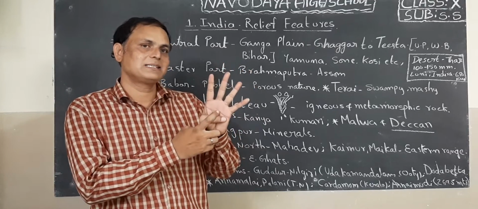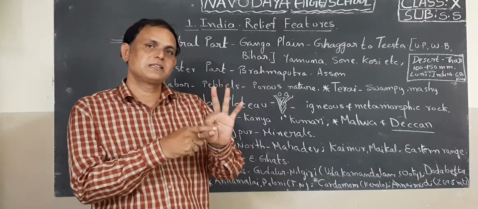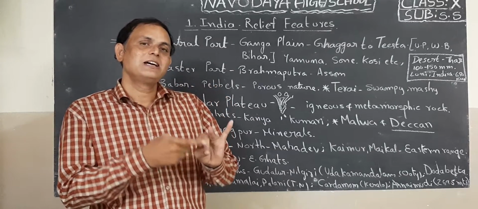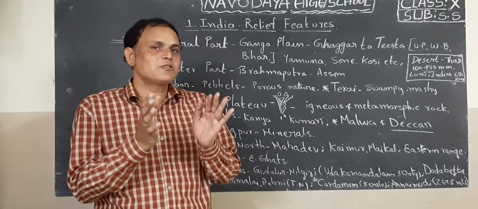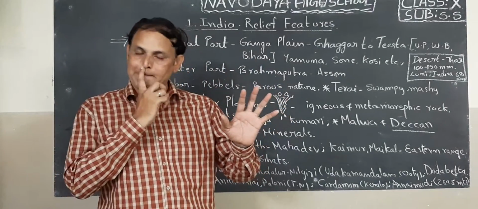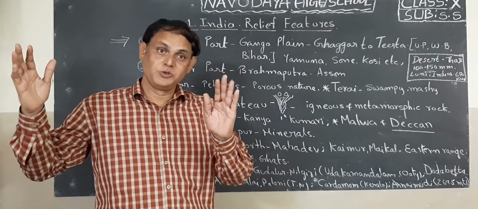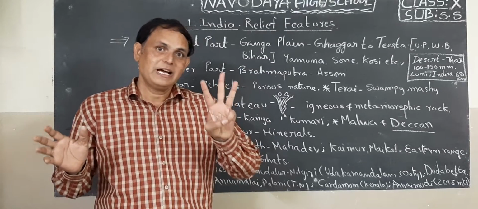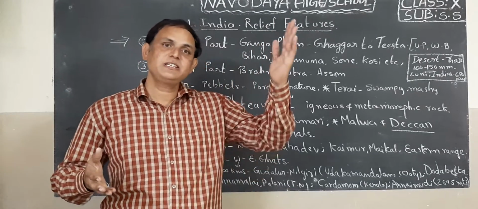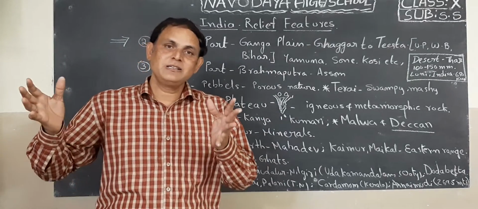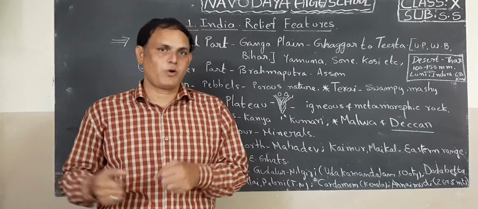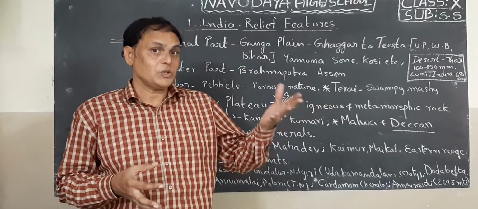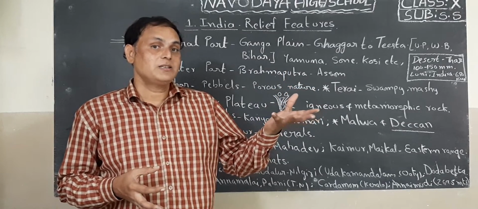Okay, children. Now we discussed the Indian relief features. First one is the Himalayas, second one is the Indo-Gangetic Plains, and the third one is the Peninsular Plateau. In that Peninsular Plateau, what plateaus are there? Chota Nagpur Plateau, Malwa Plateau, and Deccan Plateau. These are the three plateaus. Next one, Western Ghats and Eastern Ghats are also important. In South India, Anaimudi Peak is important. In the Nilgiri Mountains, Ooty and Dodabetta are also important.